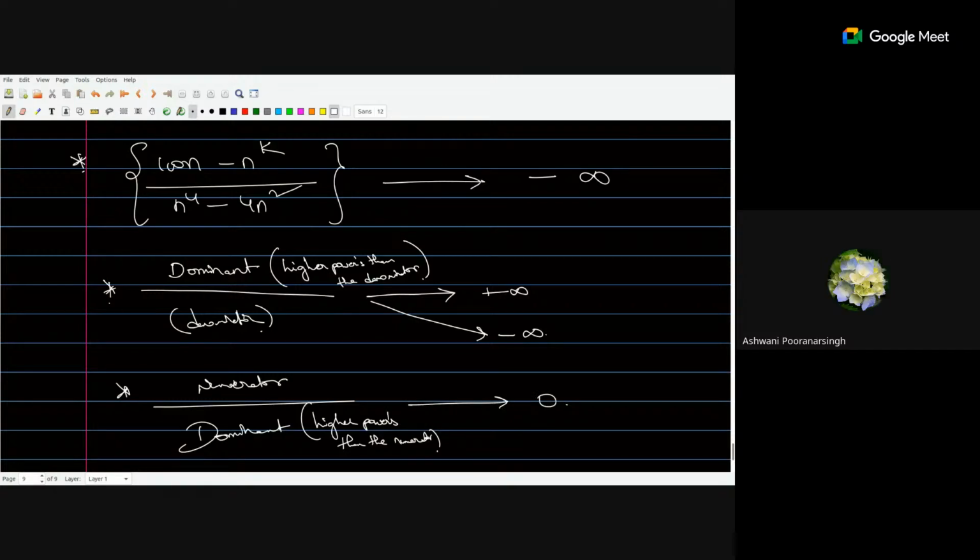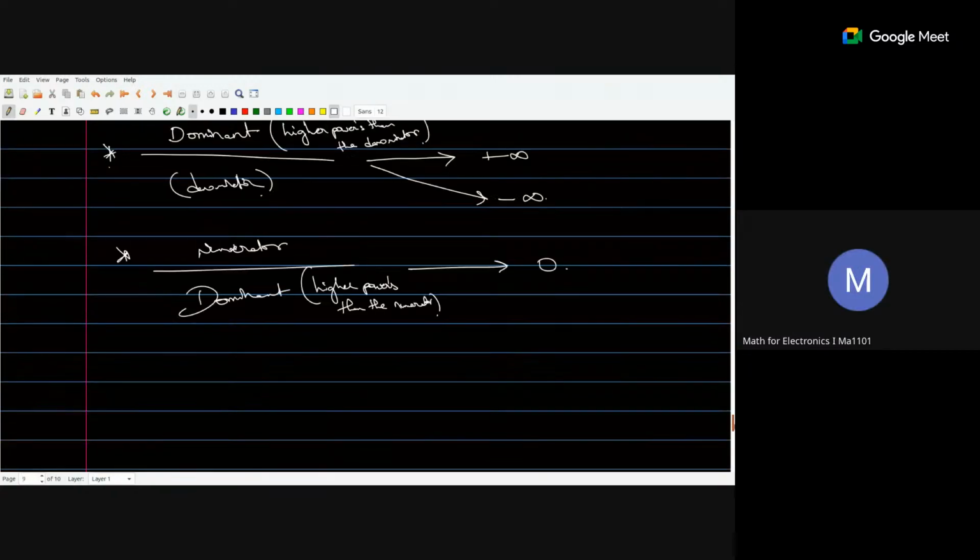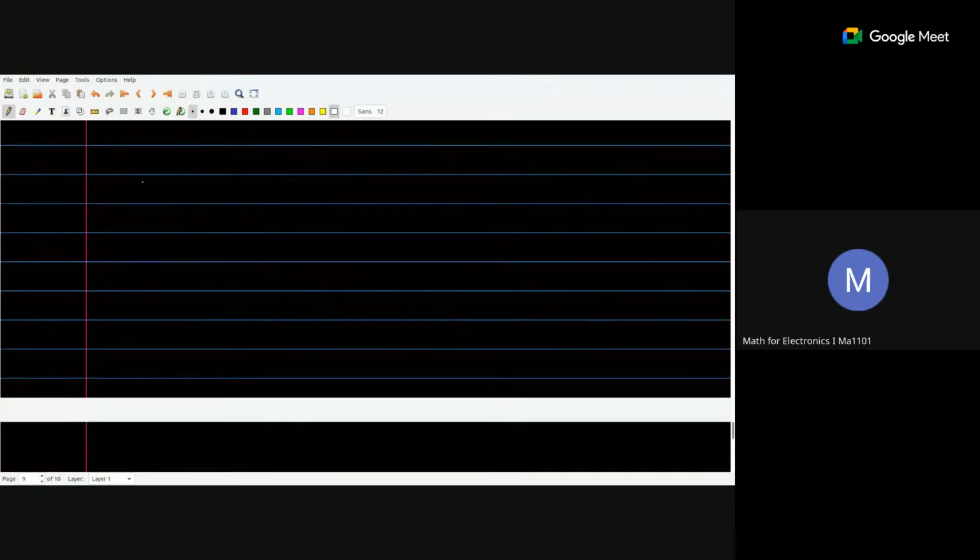Sir, if we divide the denominator and numerator by n power 4, that is how you should start. So we have, I want the limit as n tends to infinite of 100 minus n power k divided by n power 4 minus 100n.